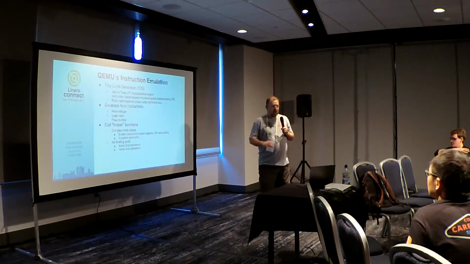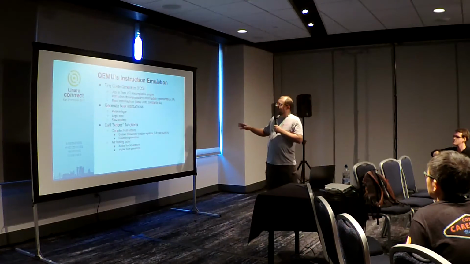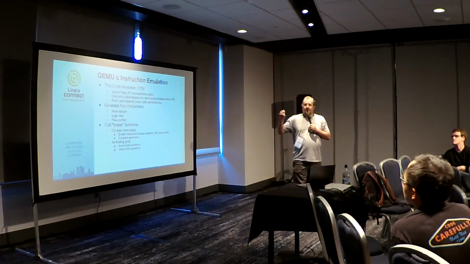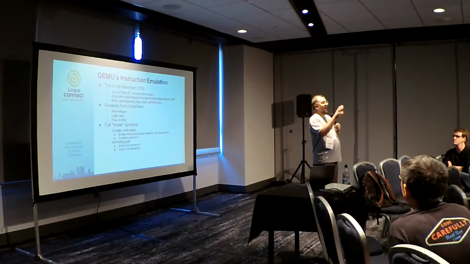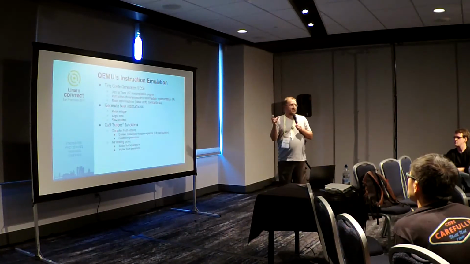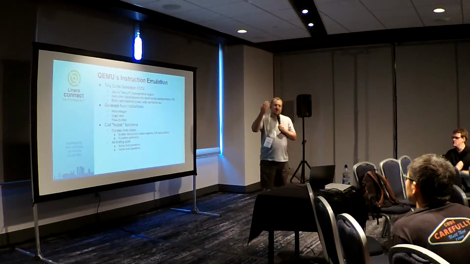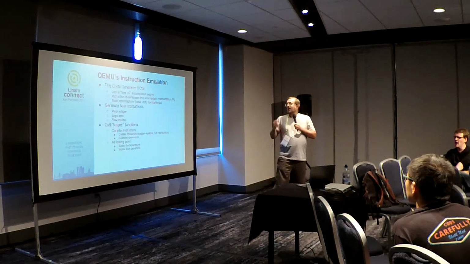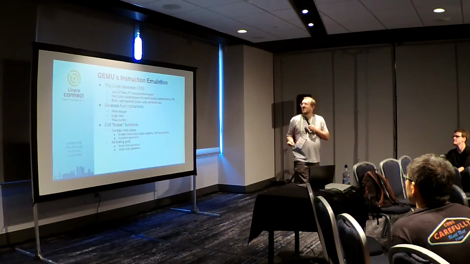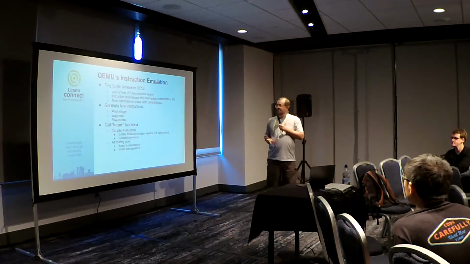So let's have a quick look at how QEMU does its instruction emulation. The tiny code generator is a just-in-time recompilation engine. Basically, it operates on a basic block of instructions at a time. It decomposes them into TCG ops, which is QEMU's internal representation, much like a compiler. Once it's run through the basic block, it will run a basic optimization phase. So we do things like remove dead code or propagate constants, that sort of thing.